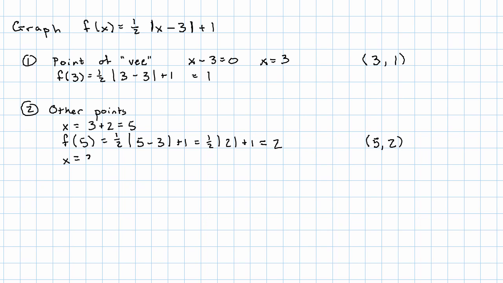And then our third point, we're going to take x is 3 minus 2 is 1. And f of 1 is 1/2 times absolute value of 1 minus 3, plus 1. So that'll be 1/2 times absolute value of negative 2, plus 1. Absolute value of negative 2, that's just 2. So 1/2 times 2 is 1, plus 1 is 2. So our third point is going to be 1, 2.